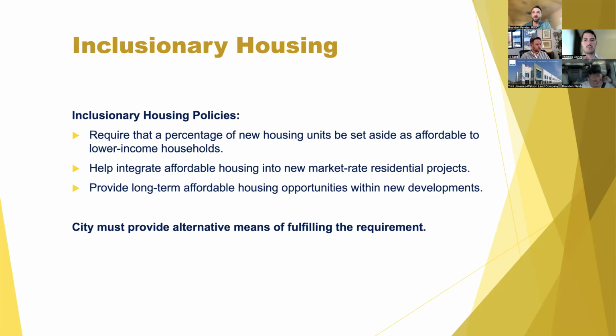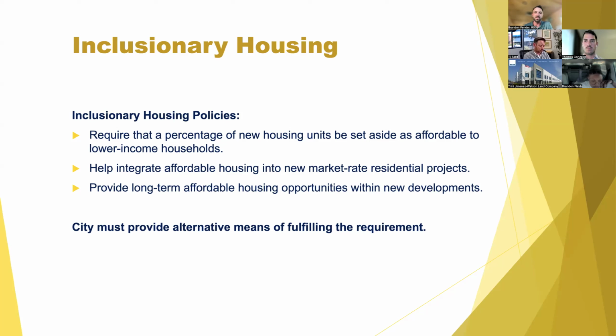So typically local governments will set a portion of new housing units to be affordable, also known as the inclusionary units, at a rate of between 5 and 15% of total units. And there's some variability on that, but most of the inclusionary housing ordinances in California fall within that range. This type of policy also integrates affordable housing into new market rate residential development, which aligns again with the city's general plan.